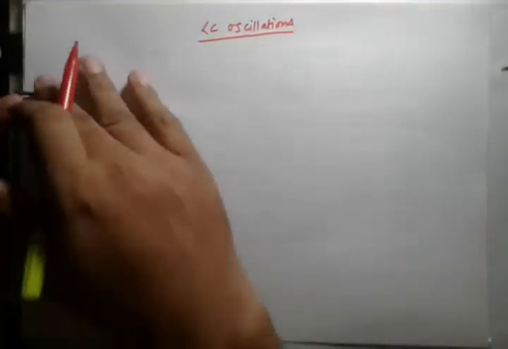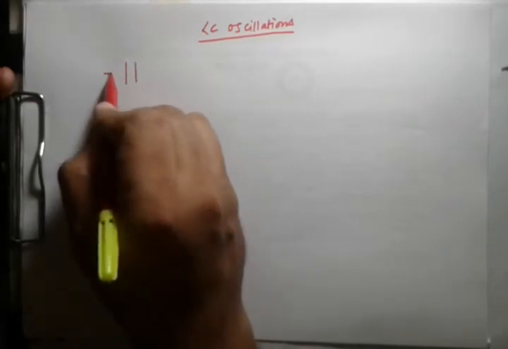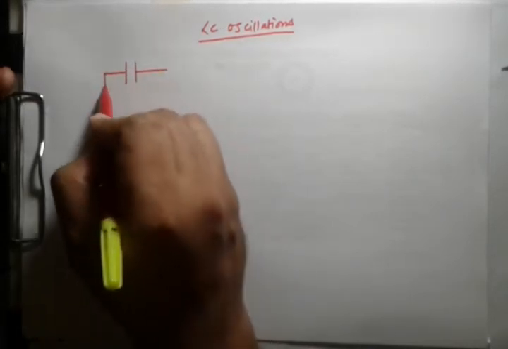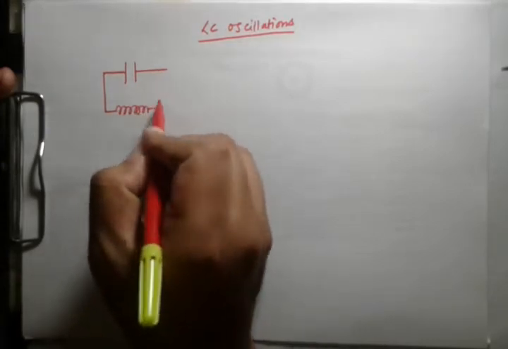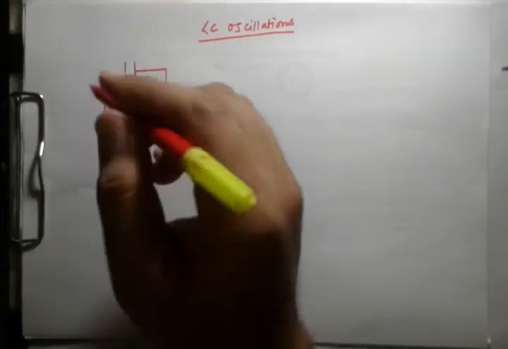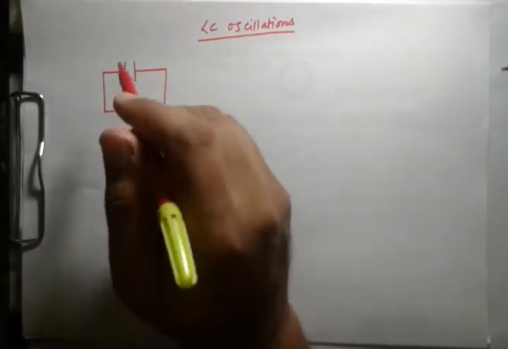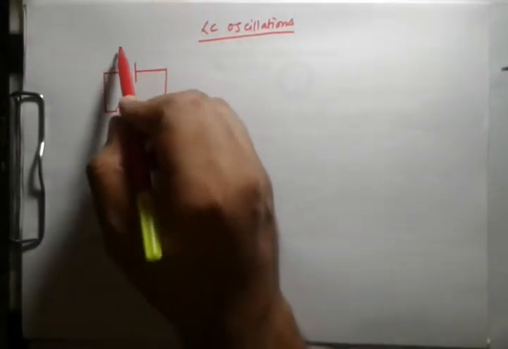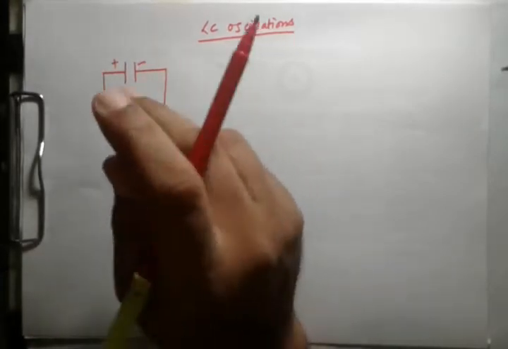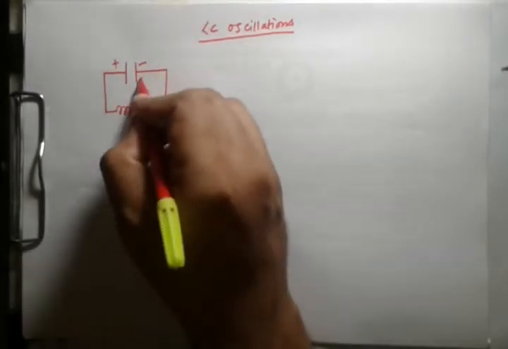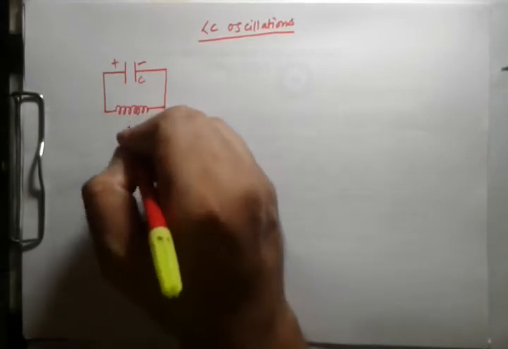Now I am going to explain with the diagram. First, you see this is a capacitor here and one inductor is connected. You can remember this one, the energy stored in the capacitor. This is a fully charged capacitor. This one is plus and minus. So the energy stored in the capacitor is in the form of electrical energy.